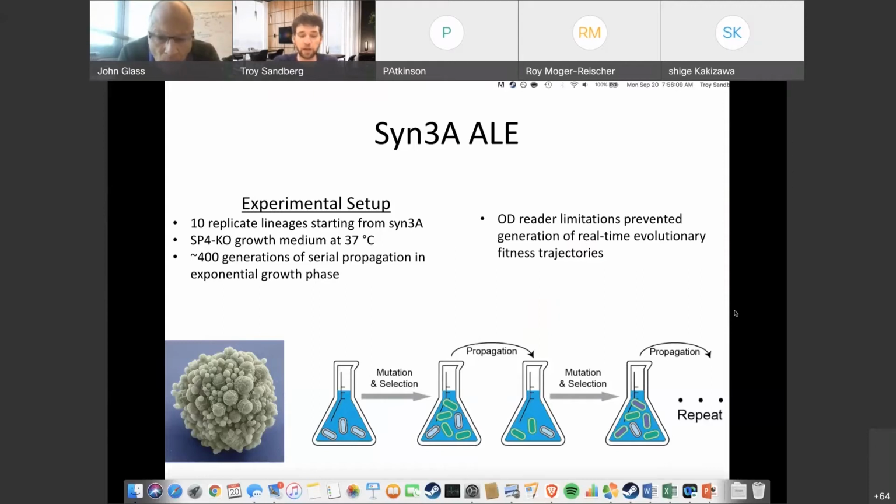Generally, when we run ALE experiments like this, we get a nice fitness trajectory where we can actually see the jumps in fitness as beneficial mutants fix. Syn3 is a little harder to measure with optical density readings in that way, and so we weren't able to get a real-time fitness trajectory, although improvements to the automated systems make it so that we could potentially, through different wavelength measurements, get that type of trajectory in subsequent experiments.